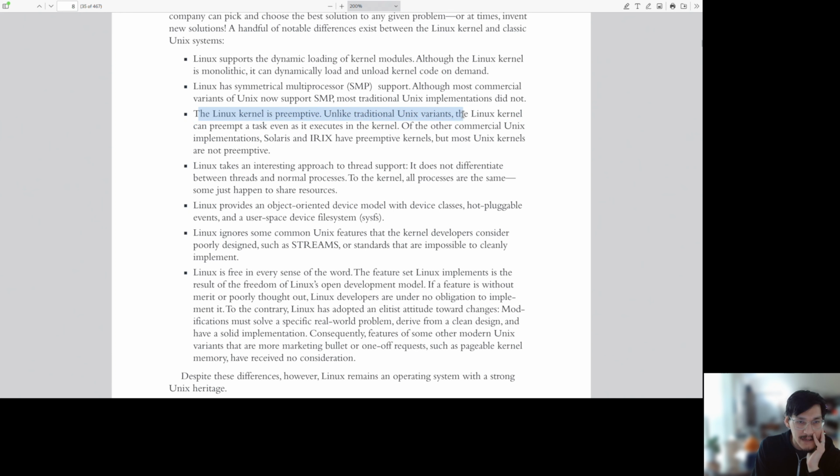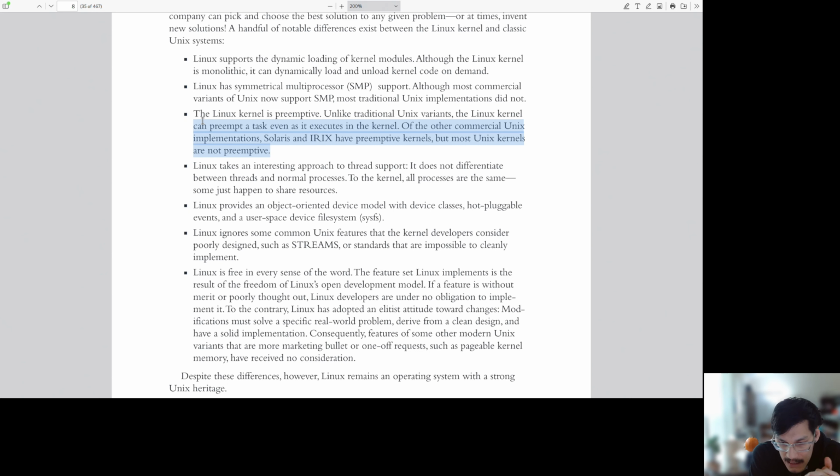Unlike traditional Unix variants, the Linux kernel can preempt a task even as it executes in the kernel. Of the other commercial Unix implementations, Solaris and IRIX have preemptive kernels, but most Unix kernels are not preemptive. Well, that's new to me. Okay. So preemption.